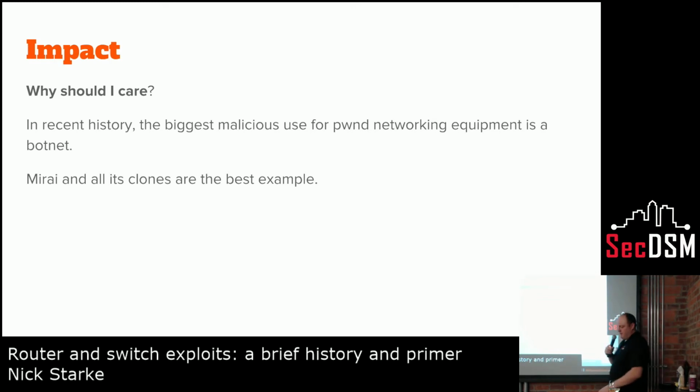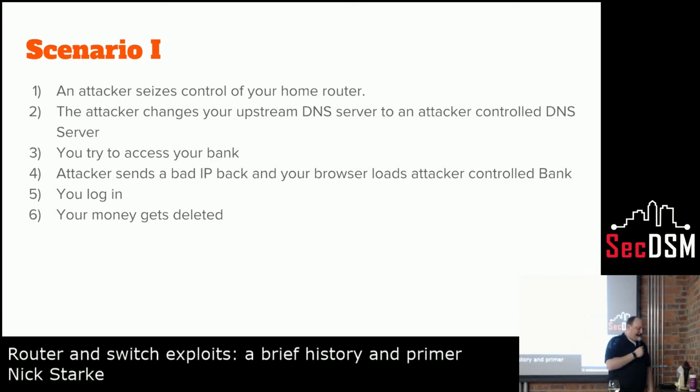Now, probably the most dangerous scenario that happens on small office, home office equipment is this one. An attacker somehow seizes control of your home router. He then proceeds to change the upstream DNS server to one that he controls. And then you go and try to log on to your bank, and all of a sudden you're accessing your bank as controlled by the attacker, and when you log in, he steals your credentials and steals all your money.